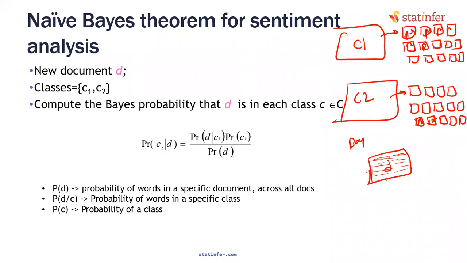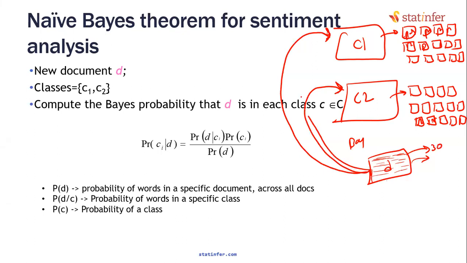We will find out the probability of it coming from C1 or the probability of it coming from C2. Maybe it may come from C1, it may come from C2, whichever probability is higher, we will say that is the final sentiment. Maybe there is a 30% chance that it is coming from C2. There is a 70% chance it is coming from C1. Then we will say it's a positive document.